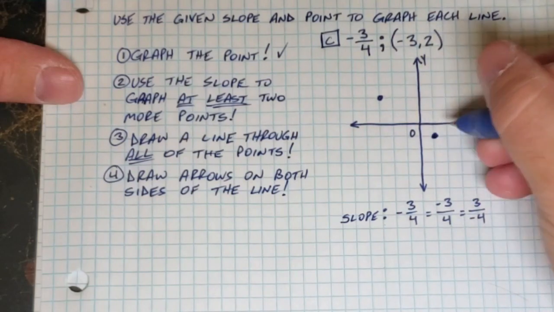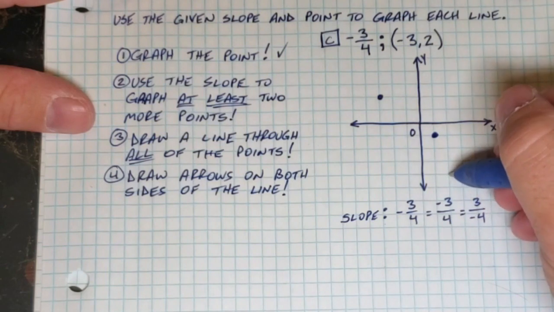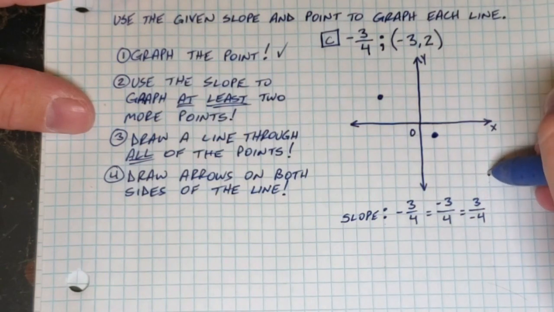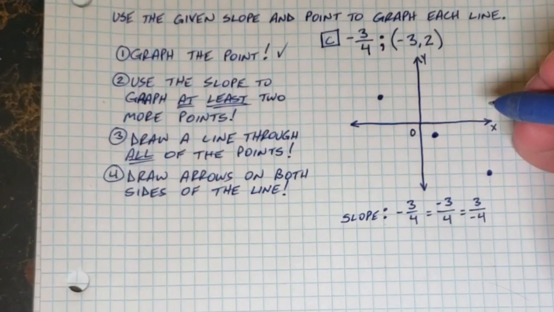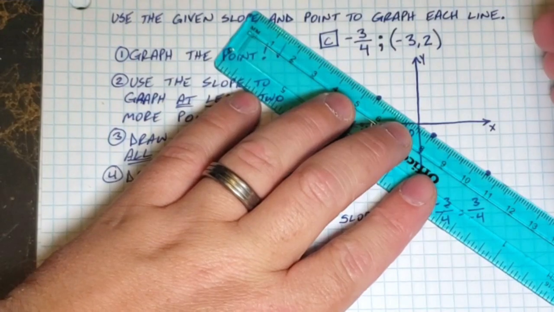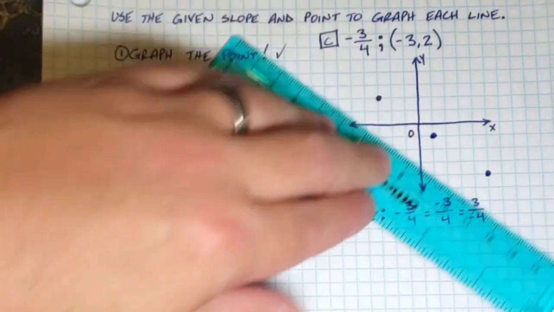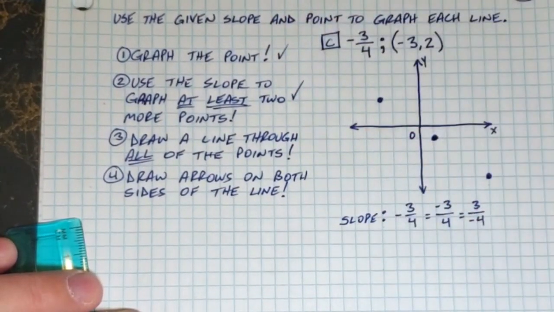We'll put a dot. Then we're going to do that again. Down 3, right 4, boom. All of your dots should line up. If not, you did something wrong. You need to go back and look at it. So use the slope to graph at least 2 more points. Boom, check.